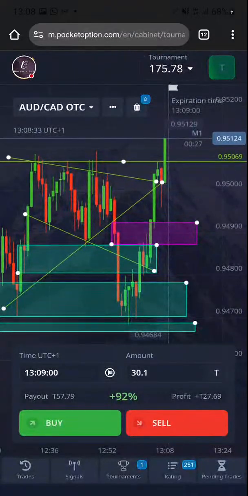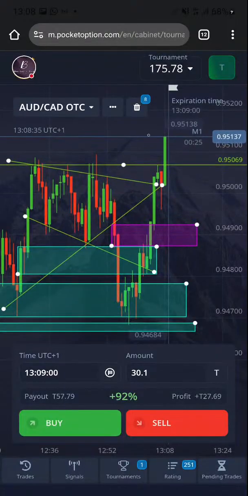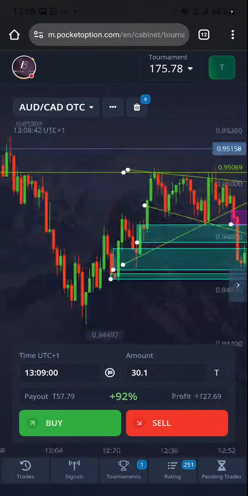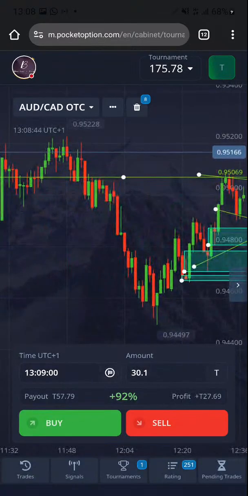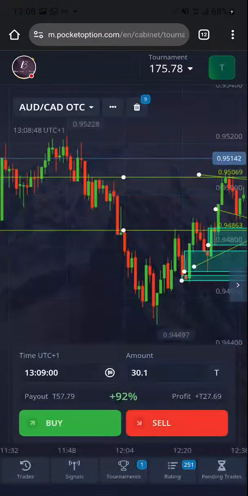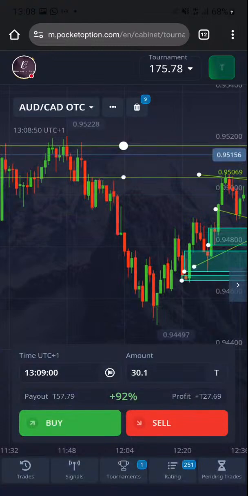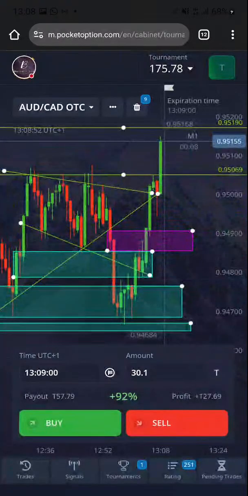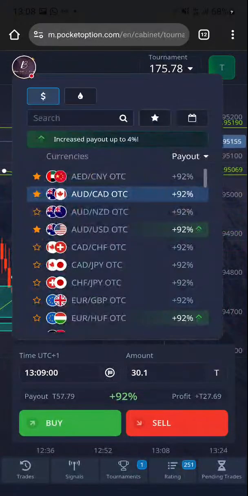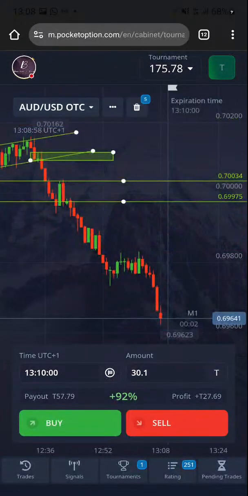I wanted to go with the sellers. I'm having a feeling that we'll have a rejection somewhere, but it's very risky because of the momentum, the speed at which they are going up. So I probably will not. Let me see. There's another one up here. But no worries, let's look for a better entry.